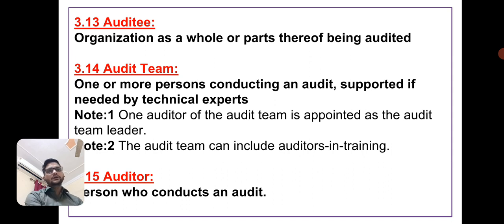Next is auditee. The organization or part of it that is being audited, that is auditee. Audit team: one or more persons conducting an audit, supported if needed by technical experts, that is audit team. One auditor of the audit team is appointed as audit team leader, that is lead auditor. And the audit team can include auditors in training. Auditor: a person who conducts an audit, that is auditor.